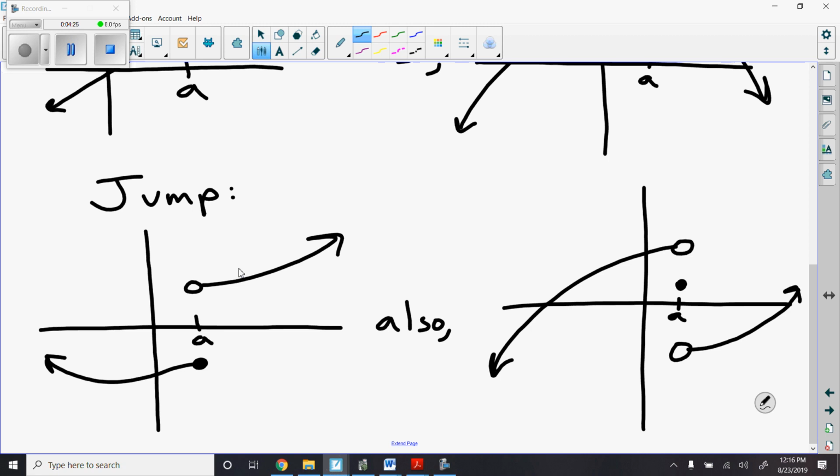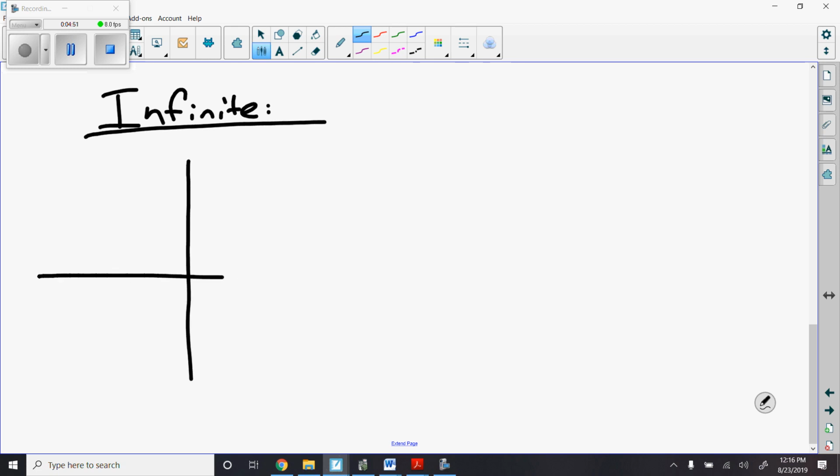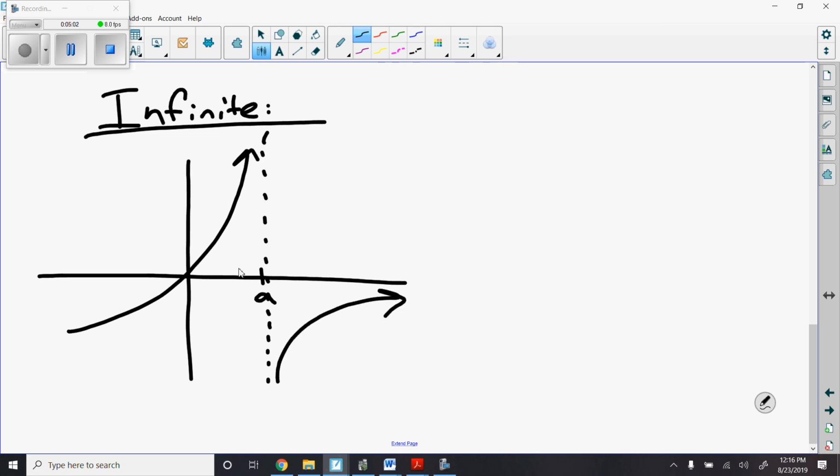What I want you to think about is it's pretty easy to tell the difference between removable and jump when we're looking at a graph. But if we're talking about functions and limits, what's going to be the difference between a removable discontinuity and a jump discontinuity? The third one we're going to talk about is called an infinite discontinuity. So here we see an infinite discontinuity. When we think infinite discontinuity, we should be thinking about vertical asymptotes.